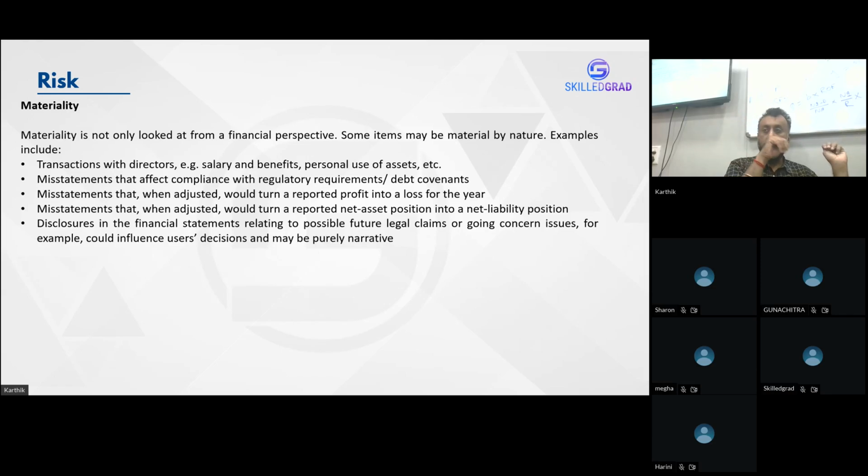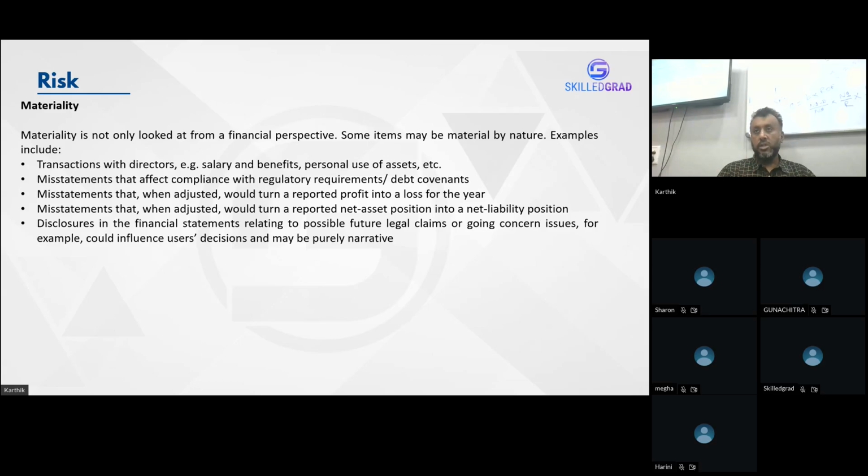But it should have been only 480 crores. Because of that, debt equity will actually become more than 0.5 now, and it's a problem. Misstatements that, when adjusted, would turn a profit into a loss. You adjust the small mistake in profit and loss, then it is a material misstatement. Misstatement that, when adjusted, would turn a reported net asset position into a net liability position.